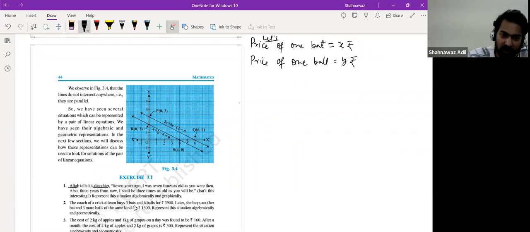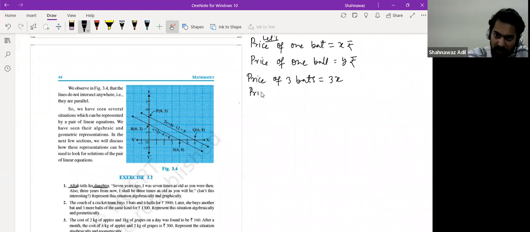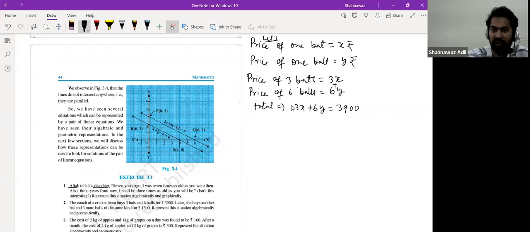So the price of 3 bats will be what? 3x, right? Yes, sir. And the price of 6 balls will be what? 6y, right? And the total is what? The total cost, 3900, right? Yes, sir. So this is the first equation. If you move this here, this is the first algebraic expression. Understood? So this is the first equation.